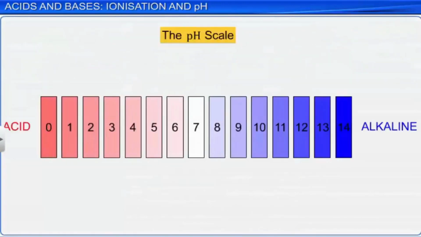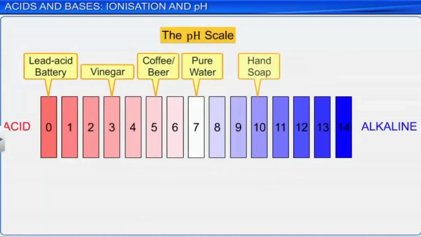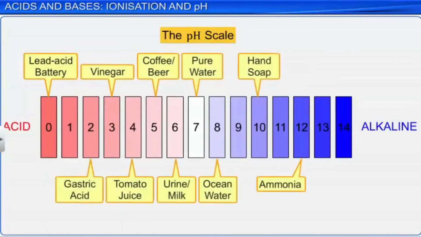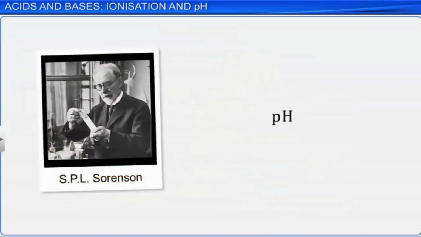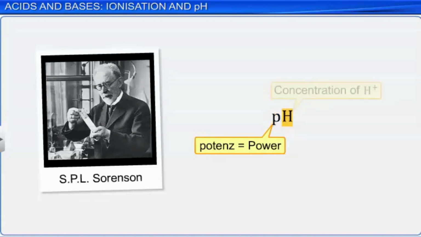The concentration of hydrogen ions is commonly expressed in terms of the pH scale, which was introduced by S.P.L. Sorensen. The P in pH comes from the German word Potenz, meaning power, and the H from the concentration of H+ ions.